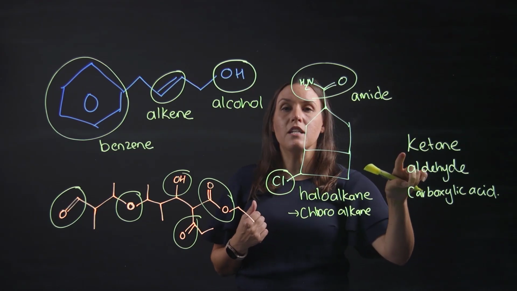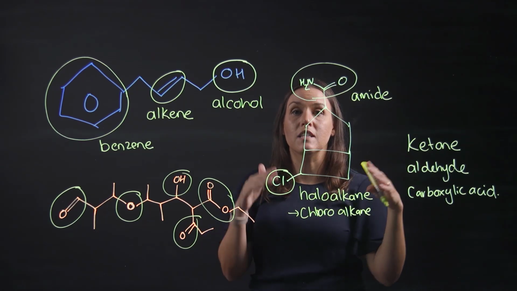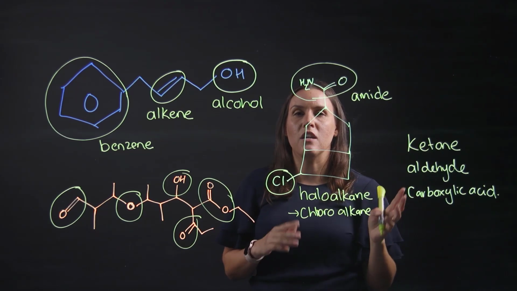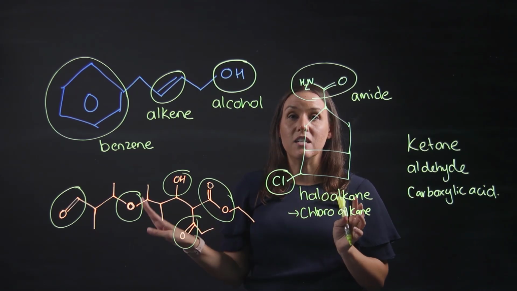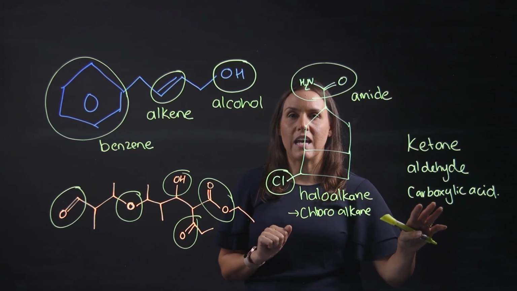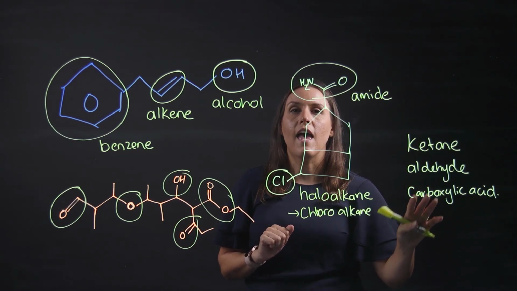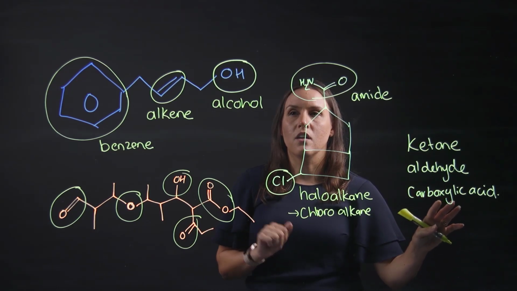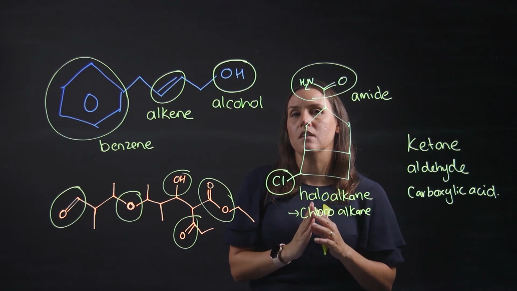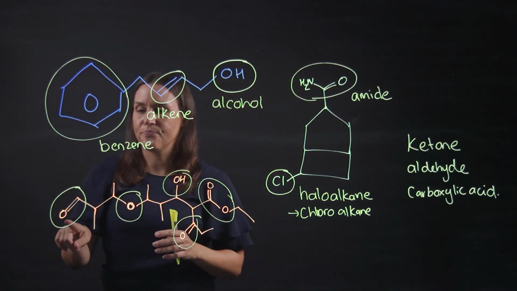Okay, so a ketone is when you have a carbonyl that's in between two carbons. An aldehyde is where you have a carbonyl that's on the end of the chain and a hydrogen coming off it. And a carboxylic acid is when you have a carbonyl and an OH, so similar to the alcohol functional group, coming off that same carbon that the carbonyl is coming off.